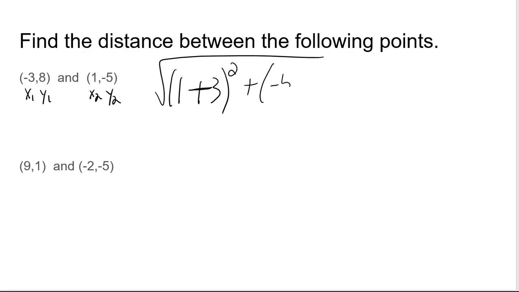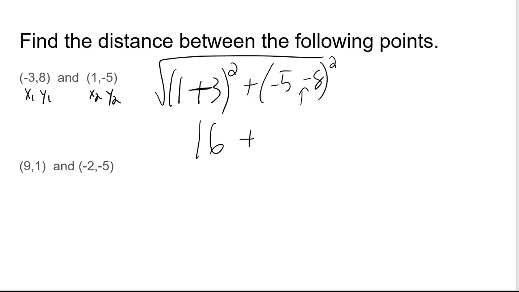Then we got negative 5. You can see it's still staying as a minus right here. We only changed this because it's negative. 1 plus 3 is 4. 4 squared is 16. Negative 5 minus 8 will be negative 13. Negative 5 minus 8, negative 13.